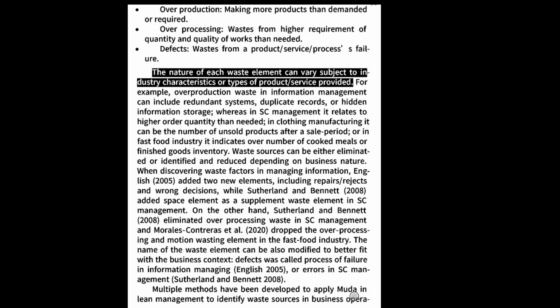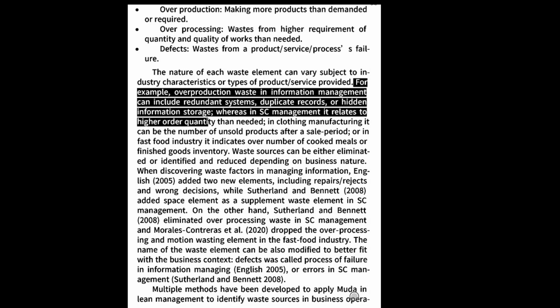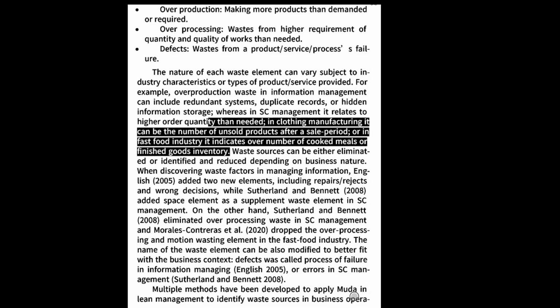The nature of each waste element can vary subject to industry characteristics or types of product or service provided. For example, overproduction waste in information management can include redundant systems, duplicate records, or hidden information storage, whereas in SC management it relates to higher order quantity than needed. In clothing manufacturing it can be the number of unsold products after a sale period, or in the fast food industry it indicates over number of cooked meals or finished goods inventory.